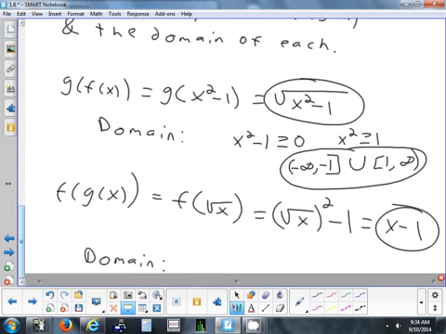Okay, start with your inside function. Okay, Taylor, is there any restriction on the inside function, square root of x? It can be 0. What can it be?